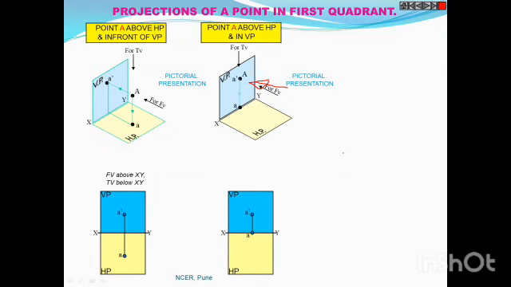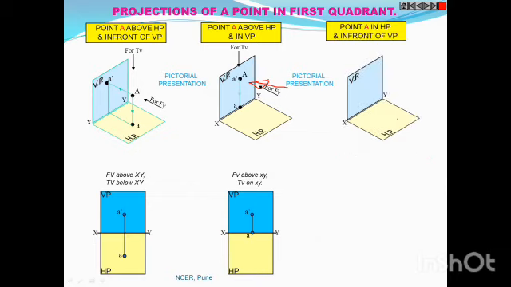And the third case is the point is in front of the VP and in HP, or on HP. If the point is on HP, it means the front view projection of the point is on the xy line. The point is in HP, meaning the front view projection of the point is on the xy line, and the top view projection of the point, that is A, is below the xy line.